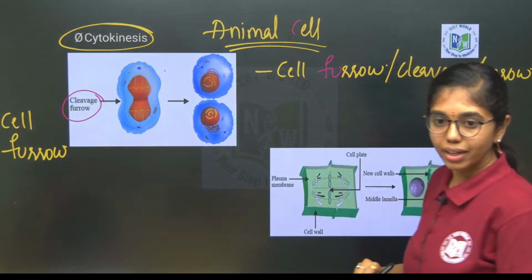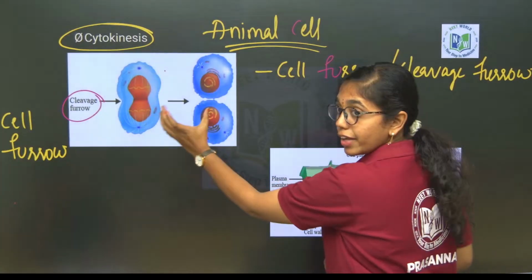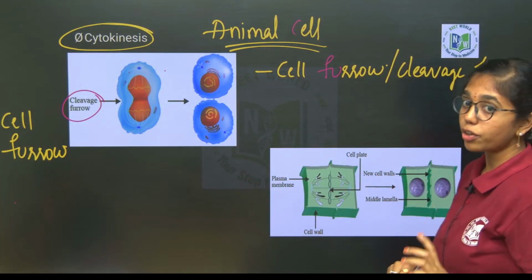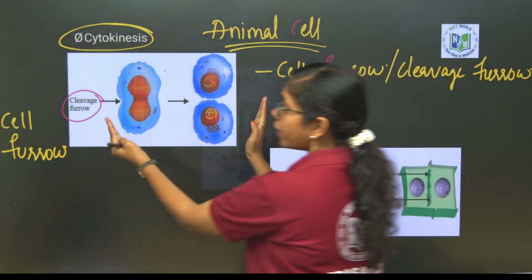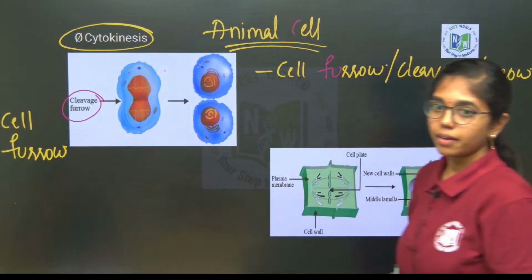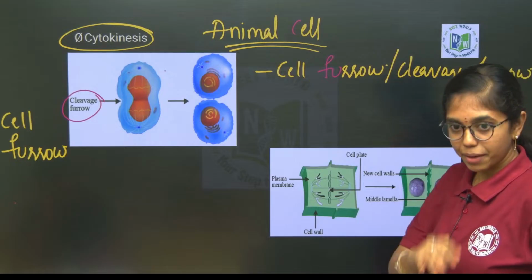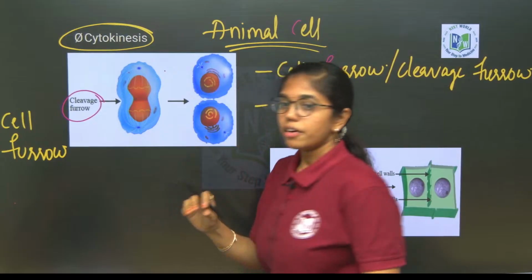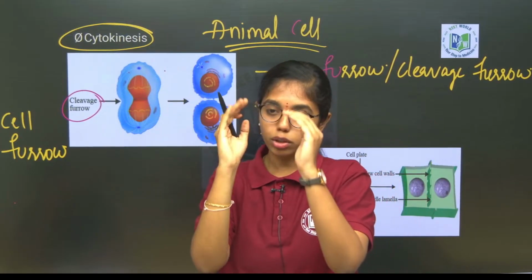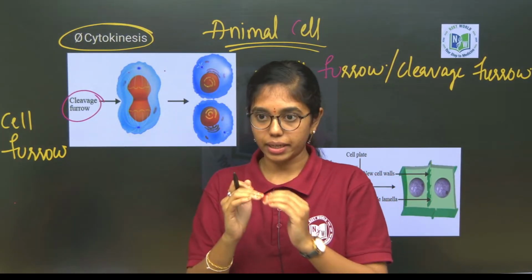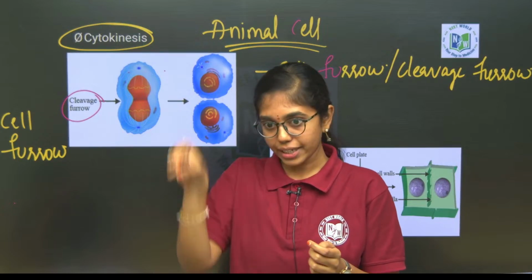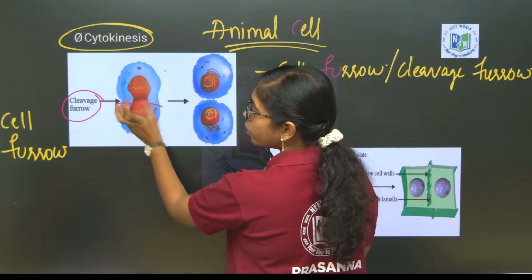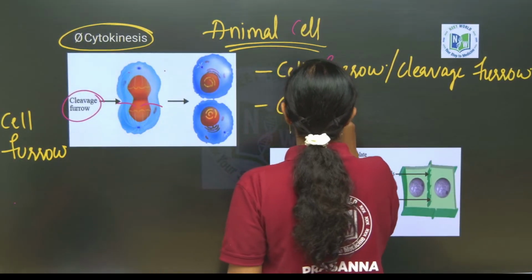Fine, cell furrow or cleavage furrow. This is from periphery to the center. You tell me whether it is centripetal or centrifugal. Morning I told you already: from periphery to center. Centripetal. It is the centripetal mode of cell division. From periphery to the center, so it is centripetal. Centrifugal means from center to periphery. So, as the division is from periphery to the center, it is centripetal.